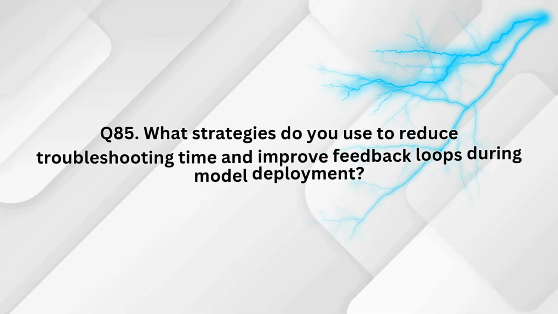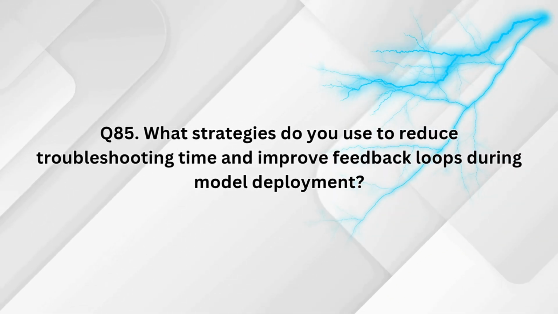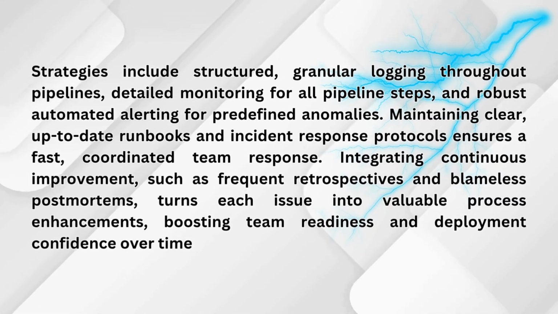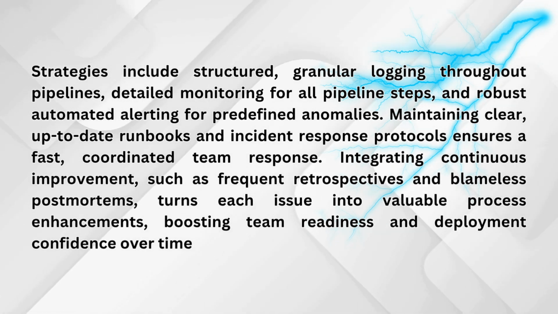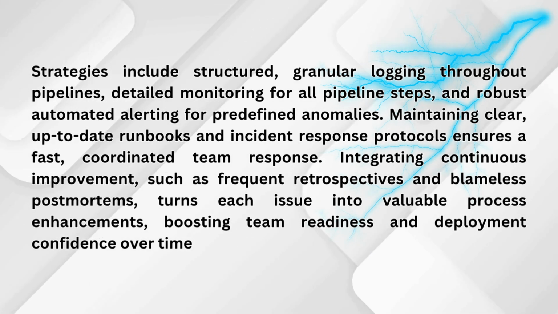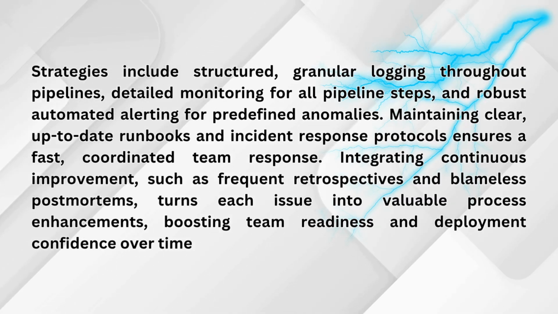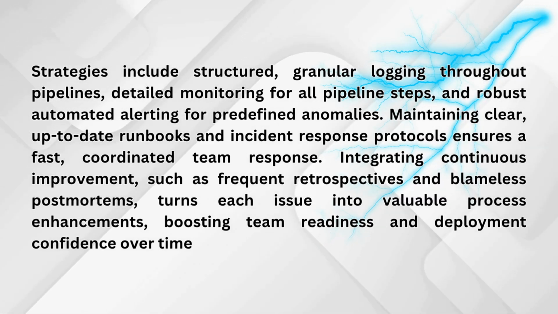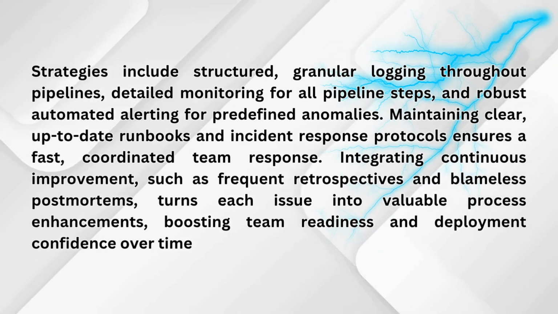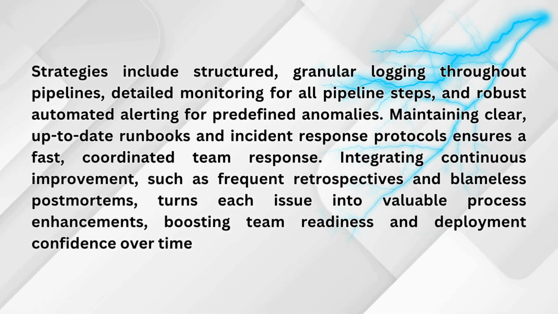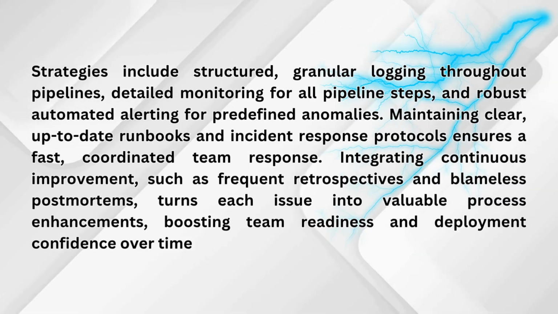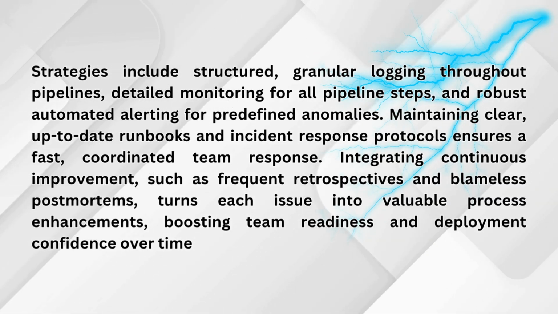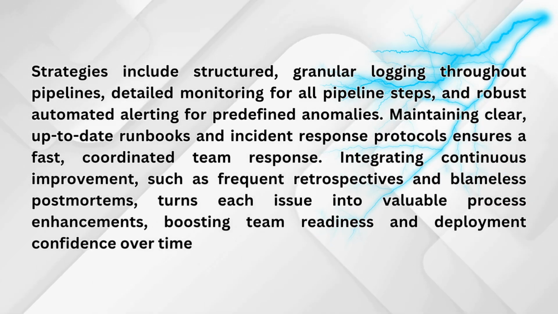What strategies do you use to reduce troubleshooting time and improve feedback loops during model deployment? Strategies include structured, granular logging throughout pipelines, detailed monitoring for all pipeline steps, and robust automated alerting for predefined anomalies. Maintaining clear, up-to-date runbooks and incident response protocols ensures a fast, coordinated team response. Integrating continuous improvement, such as frequent retrospectives and blameless postmortems, turns each issue into valuable process enhancements, boosting team readiness and deployment confidence over time.